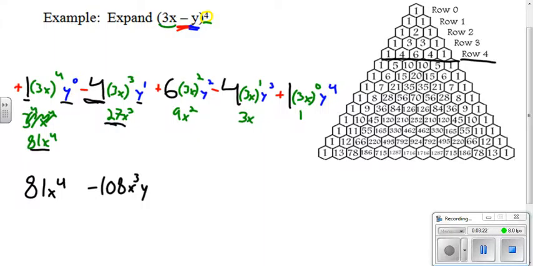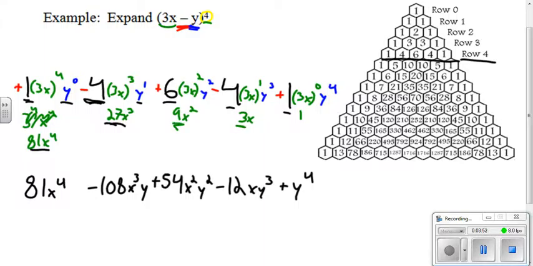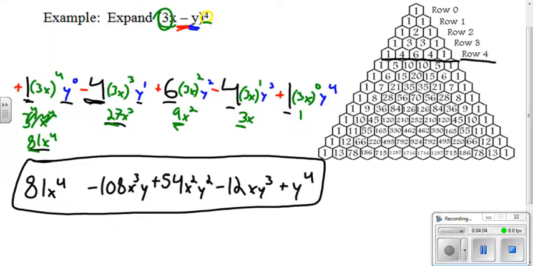Going on to our next one, 6 and 9, positive this time. So it's going to be positive 54x squared y squared. This one is going to be negative 12xy cubed, and this one is going to be just positive y to the 4th. So our coefficients, the 1, 4, 6, 4, and 1, still come into play, but they are affected now by these pieces, the 3, 9, 27, 81, that we got from that irregular term there. But in the end, this is our expanded binomial.